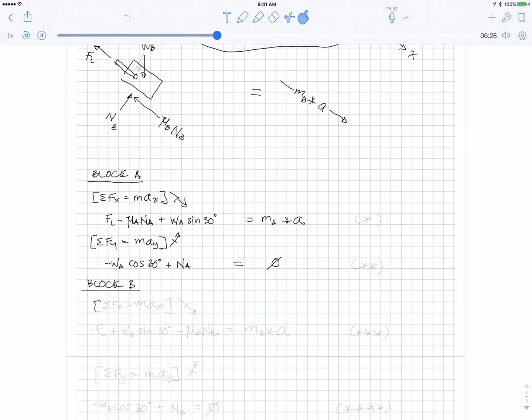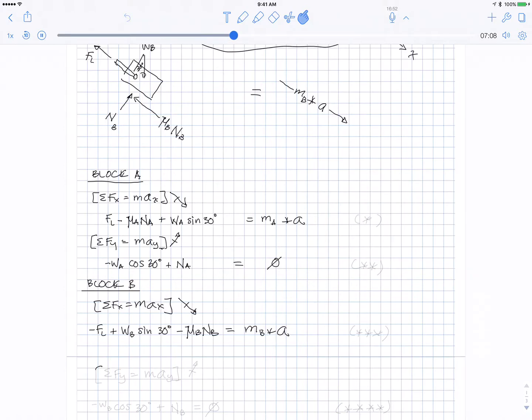So I'm going to do sum Fx equals max, downhill is positive. Looking at that, we get minus the force of the link, because the link is now going uphill, plus WB sine 30 degrees minus mu B NB equals mass of B times A.